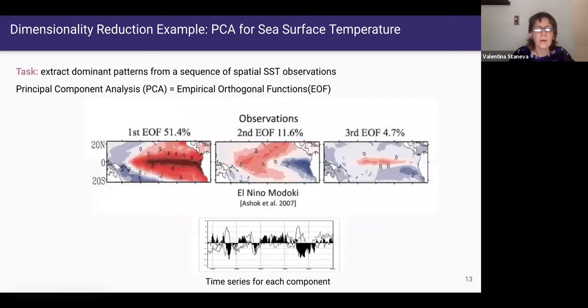And lastly, one example of dimensionality reduction is using principal component analysis to find patterns in sea surface temperature observations. And in this case, you actually get the El Nino automatically without any supervised data. You get the patterns of the El Nino oscillation. So this is the actual oscillation, and these are the actual main modes that appear. In a sense, this is a very unsupervised way to discover something in a very large data set.